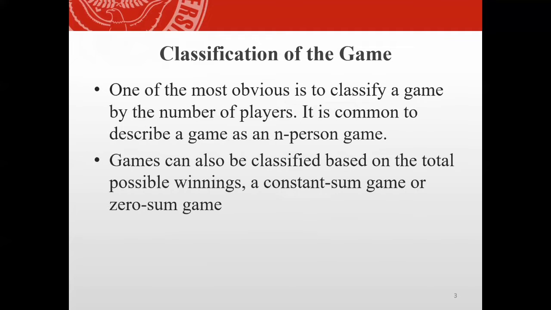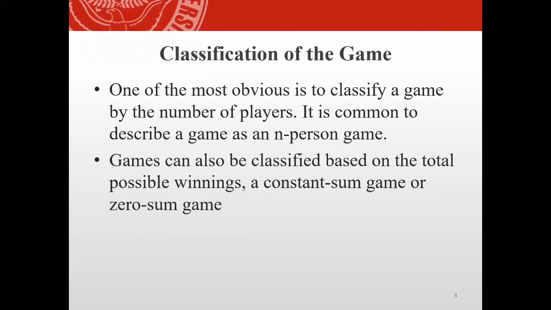Classification of the games. In addition to the two classifications presented above, games can be classified in a variety of ways. One of the most obvious is to classify a game by the number of players. It is common to describe a game as an n-person game, where n is an integer greater than or equal to 1 representing the number of players required to participate in a particular game.